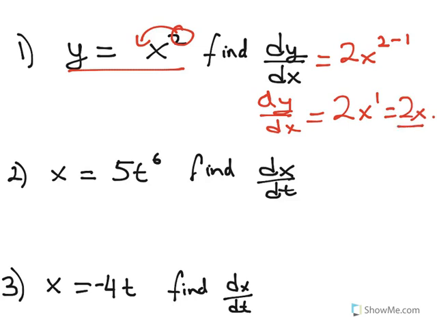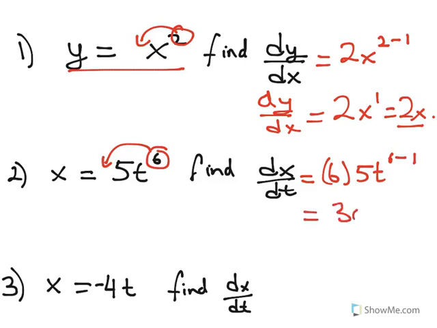For this one, x equals 5t to the 6. Again, the 6 comes down and multiplies. So I've got dx/dt equals 6 times 5t to the power of 6 minus 1, which is 30t to the power of 5. Done. Last one.